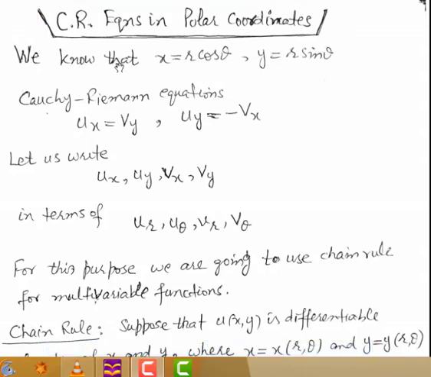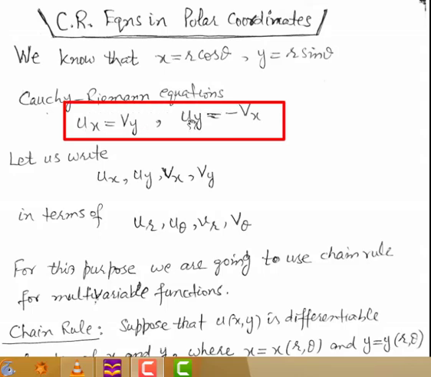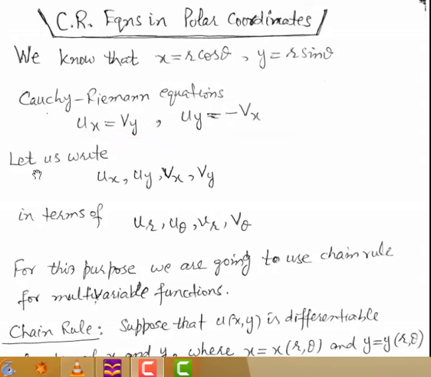We know that in polar form, x equals r cos theta, y equals r sin theta, and Cauchy Riemann equations in Cartesian form are ux equals vy, uy equals minus vx. Let us write ux, uy, vx and vy in their equivalent form of polar coordinates as ur, u theta, vr, v theta. For this purpose, we are going to use chain rule for multivariable functions.